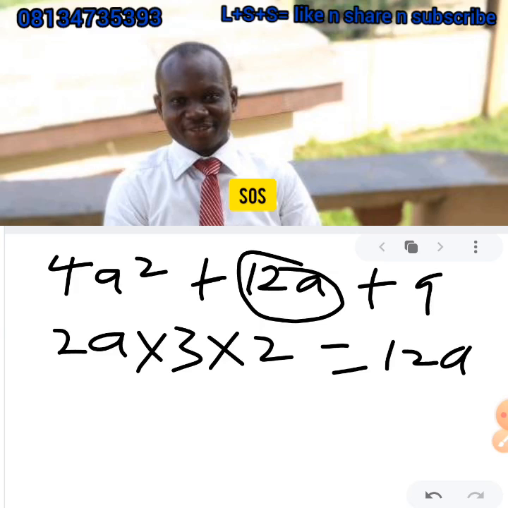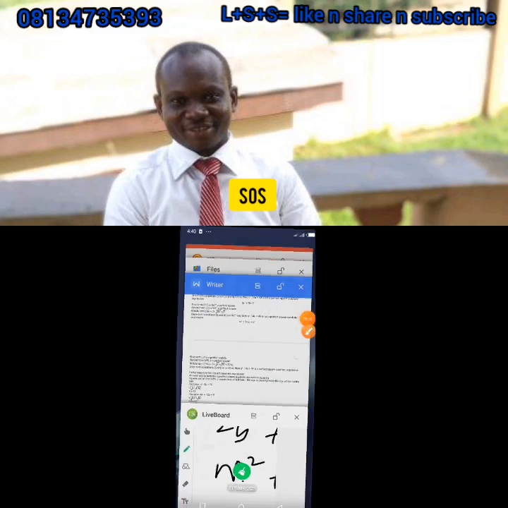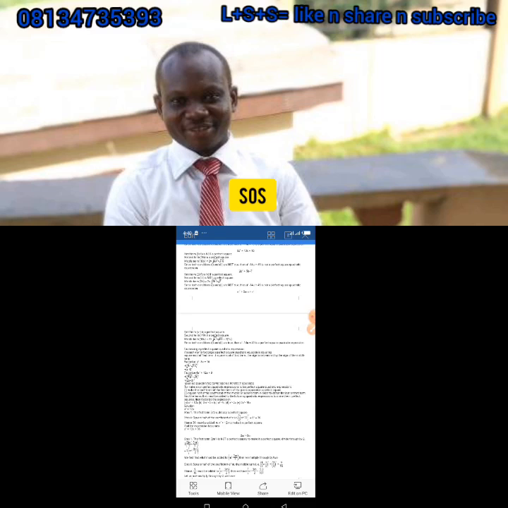Factorization now tells us to get the square root of this. We use the middle sign and get the square root of this, then we square everything. So the square root of 4a squared is 2a, as we did earlier. The middle term there is plus, and then the square root of 9 is 3. Then all we need to do is to square it. So 2a plus 3 squared is the factorization of that. If you expand this, you get the same answer from where we started. So that is how to factorize a perfect square quadratic expression.